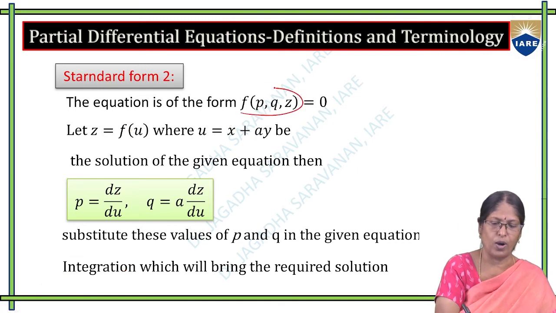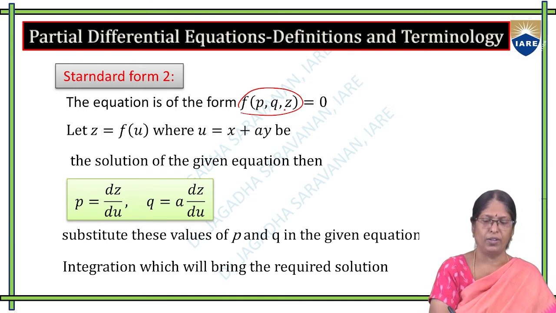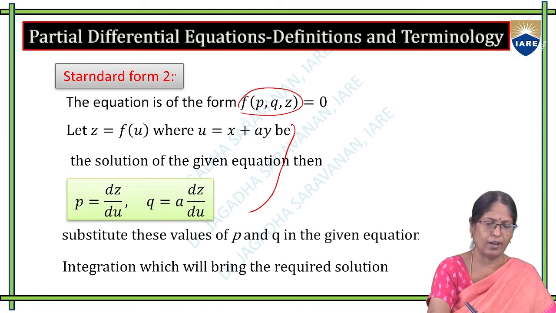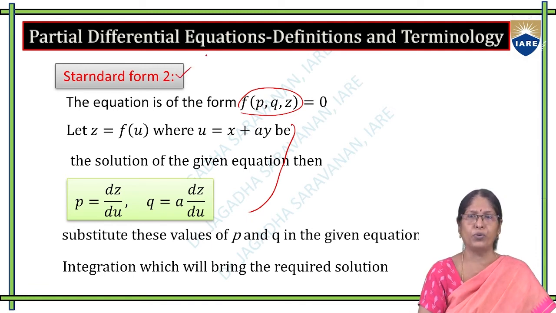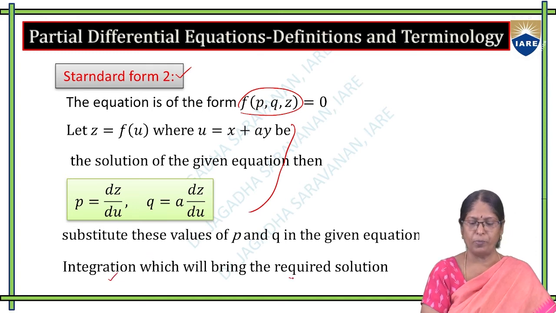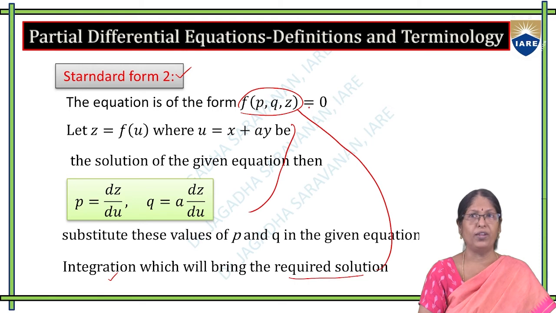This is the given equation. These are all the terminology regarding our standard form 2 and integration, which will bring the result of our given equation. If it has only p, q, z, it should not have x and y.